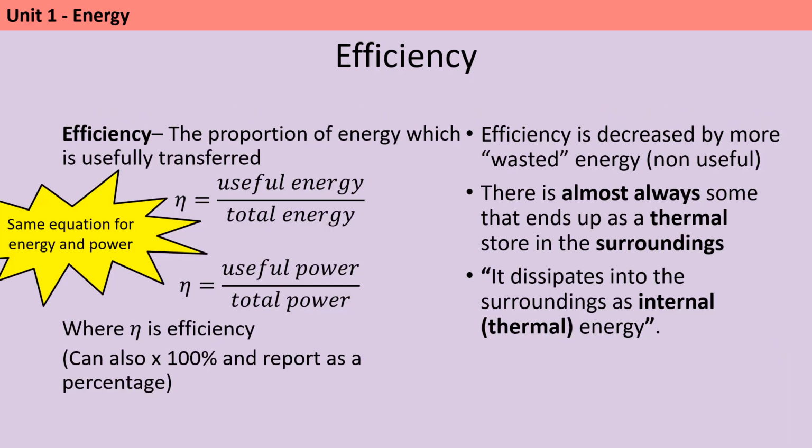There are two different equations for efficiency, but they're basically exactly the same equation, just one of them is expressed in terms of energy, and one of them is expressed in terms of power. You might get a question that asks you about where the energy ends up when it's been wasted. There will almost always be a transfer to a thermal store in the surroundings, and when the energy has spread out so far that it's not useful anymore and we just can't use it, then we describe that as dissipating.